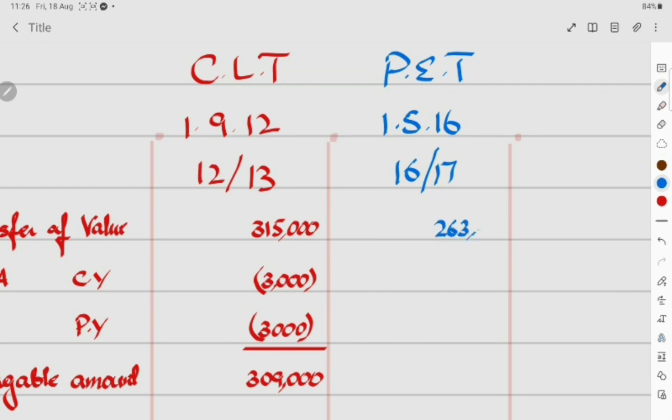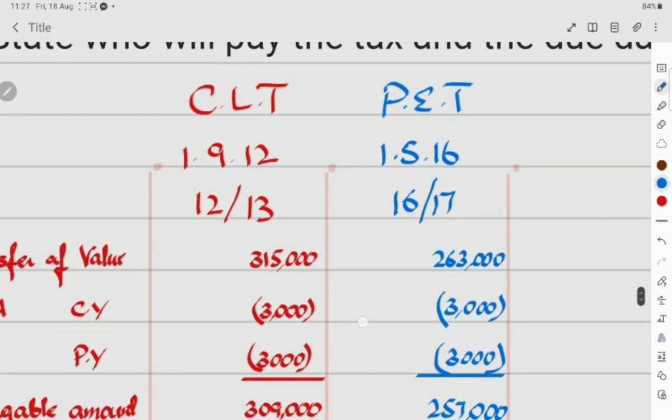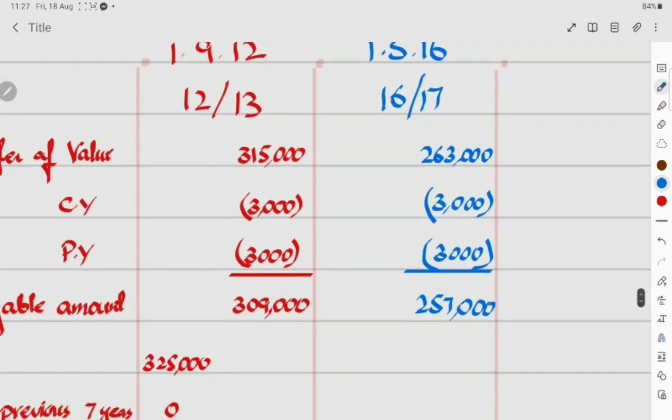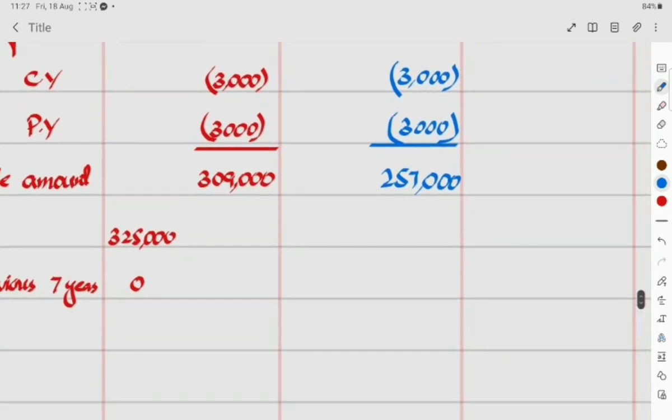From this 2,63,000 we have to deduct the annual exempt amount of the current year as well as the annual exempt amount of the previous year. So it will reduce it to 2,57,000. This is said to be the chargeable amount. And as this is a potential exempt transfer, there is no need to apply the nil rate band.